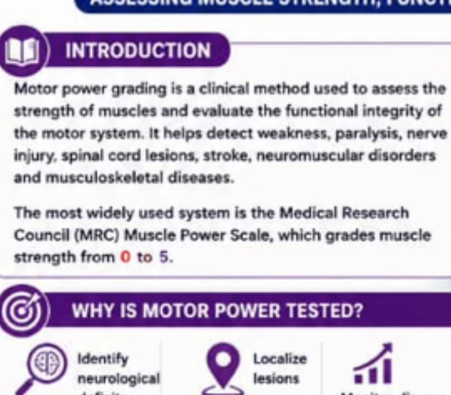The first question we'll be asking ourselves: what is motor power grading or manual muscle testing? Because I said it's part of the neurological assessment too, just like the GCS. The motor power grading is a clinical method used to assess the strength of the muscle and evaluate the functional integrity of the motor system. First of all, you have to underline that.